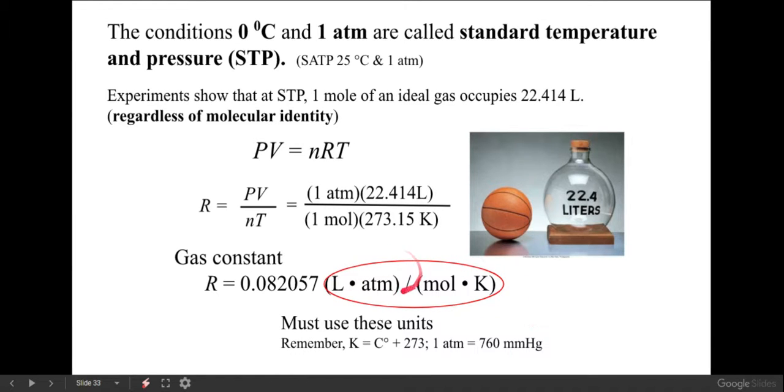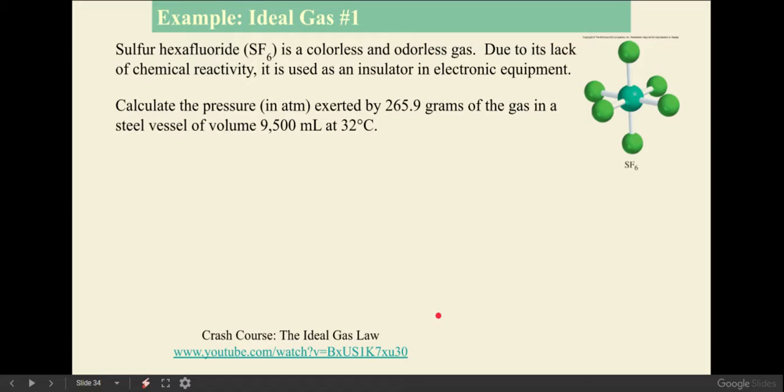And the units are liters times atmospheres divided by mole Kelvin. Now, what's important about these is it tells you exactly what units you have to have when using this equation. So if you're going to put in a pressure, it has to be in atmospheres, not millimeters of mercury or psi. If you put in temperature, it has to be Kelvin, can't be Celsius or Fahrenheit. If you know you have 10 grams of neon, you're going to have to convert it to moles. And if you have some number of gallons, it needs to be in liters. So these units are really important.